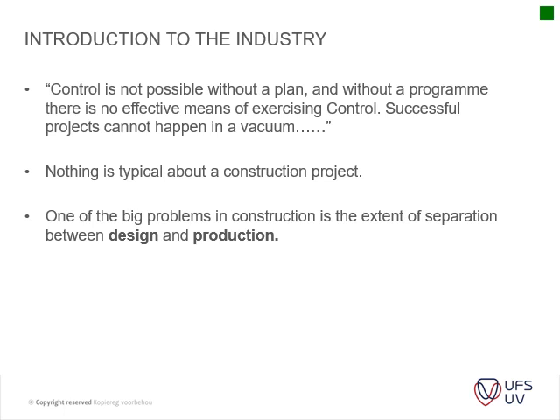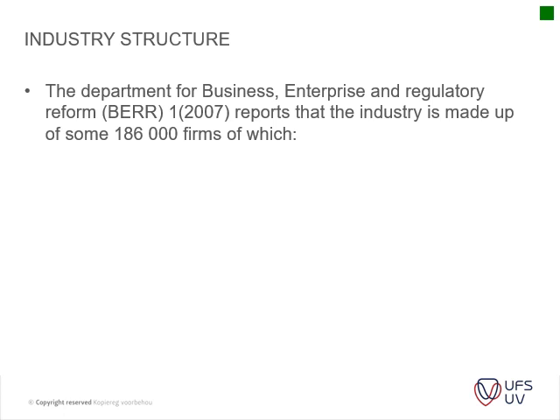Nothing is typical about the construction industry, and one of the big problems in construction is the extent of separation between the design and production. Okay, so in the industry structure, the Department of Business, Enterprise and Regulatory Reform in 2007 reports the construction industry made up some 186,000 firms. This is in chapter 1 of your Cook and Williams. You will see this is old data, but it still gives us some good information on what exactly happens.